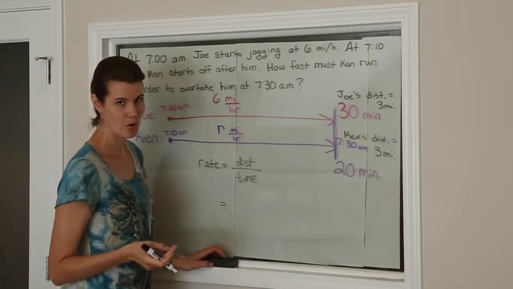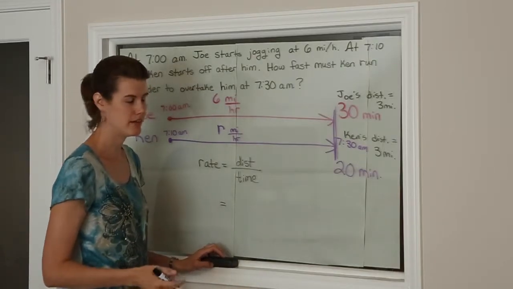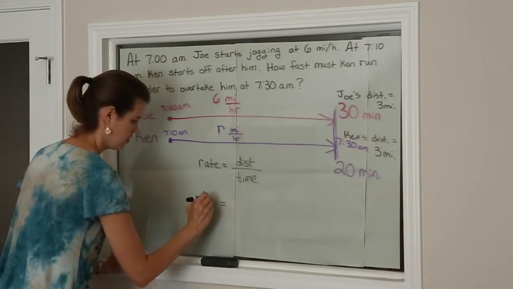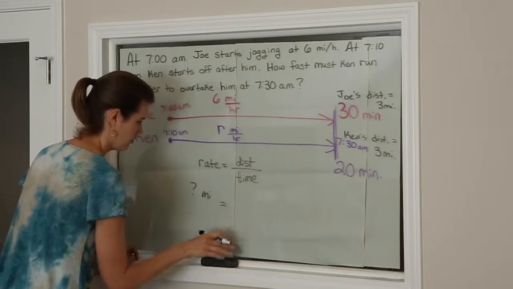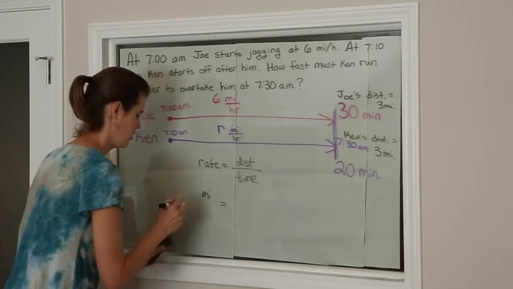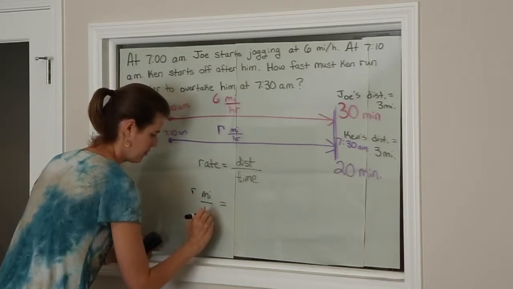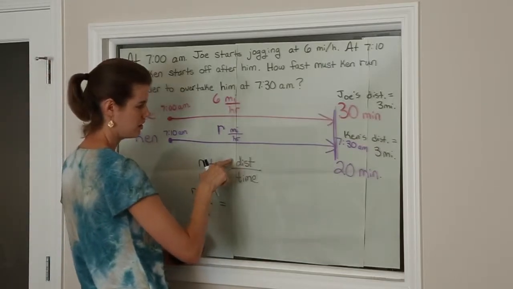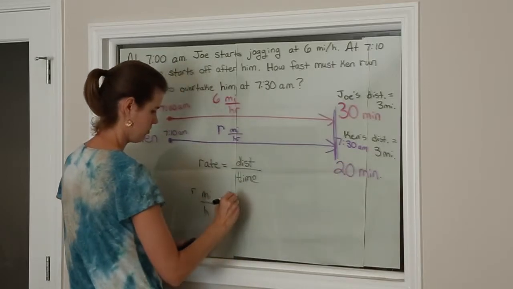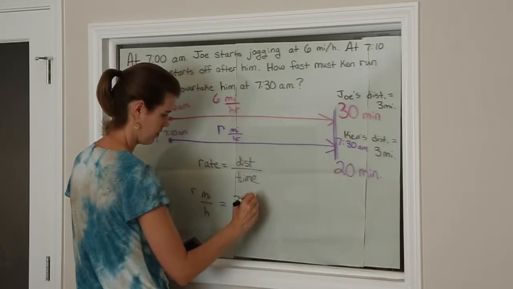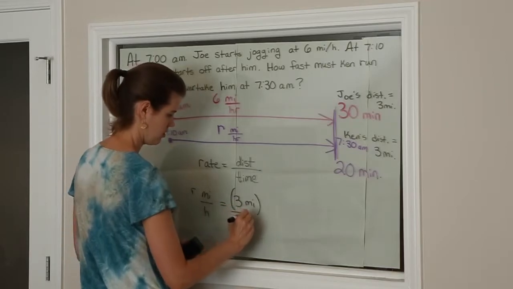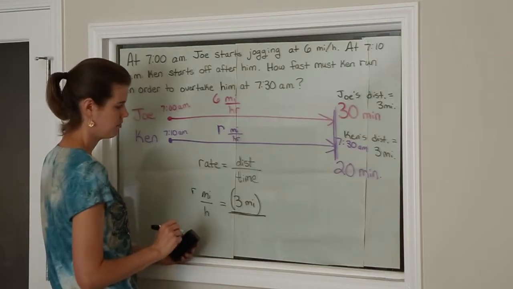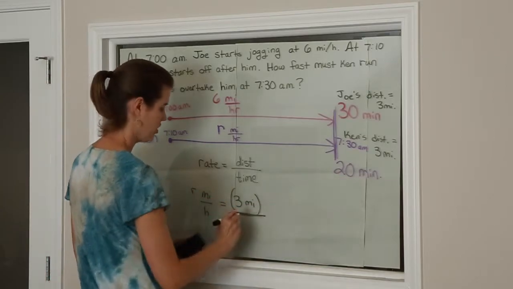Use your units to help you not make mistakes. Our rate's going to be in miles per hour. Well, we're using R. R miles per hour. Okay. Our distance is miles. In this case, 3 miles. And we're going to divide by our time. In this case, 20 minutes.